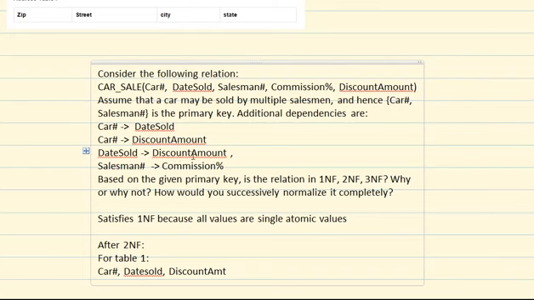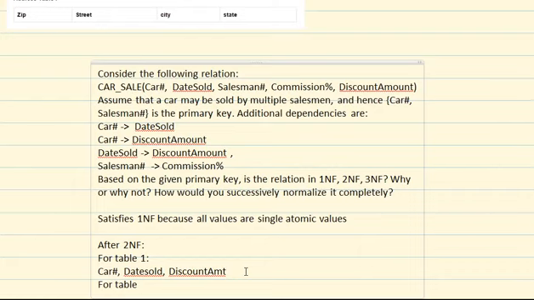Now this we don't need to put in a separate table, because as I said, every table needs to have a primary key so that all the non-prime key attributes are functionally dependent on the primary key. So as in this table, primary key is car number, so date sold and discount amount are dependent on car number.